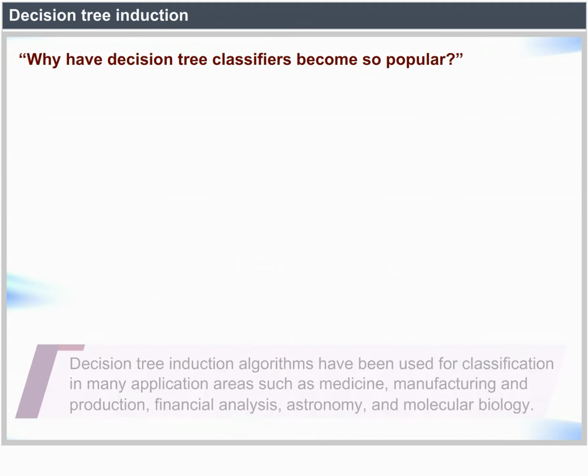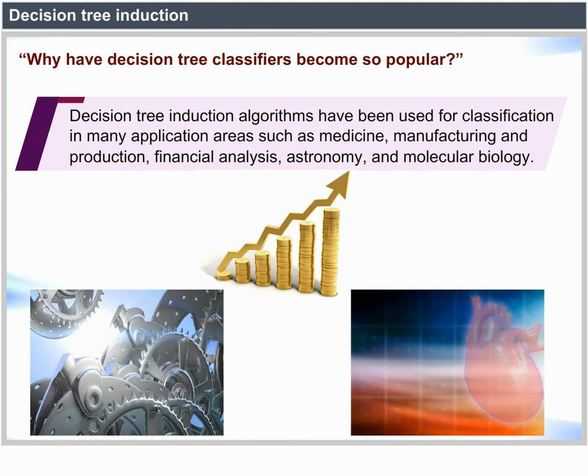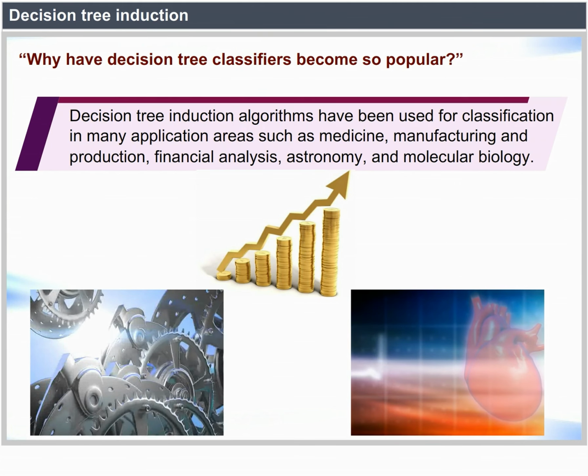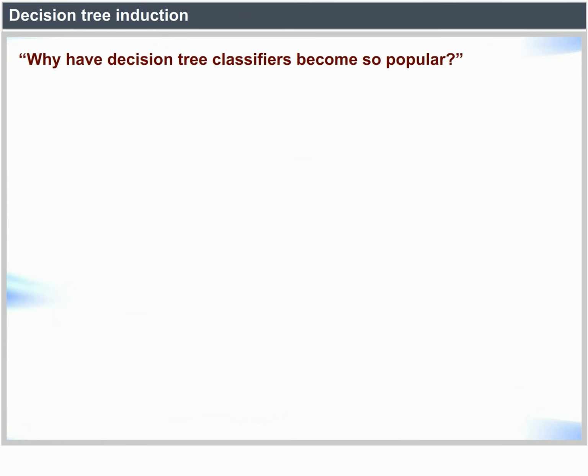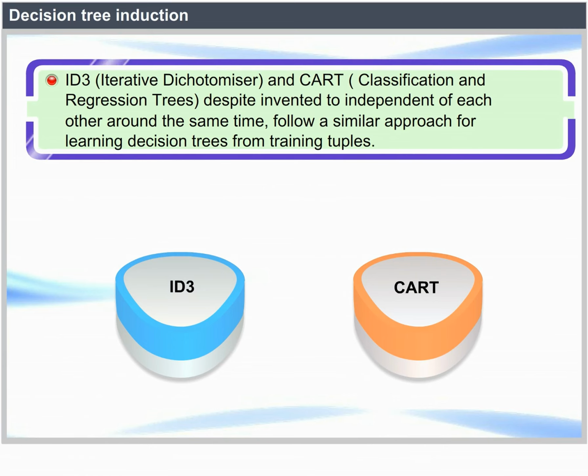Decision tree induction algorithms have been used for classification in many application areas such as medicine, manufacturing and production, financial analysis, astronomy, and molecular biology. Decision trees are the basis of several commercial rule induction systems. ID3 (Iterative Dichotomiser) and CART (Classification and Regression Trees) were invented independently of one another at around the same time, yet follow a similar approach for learning decision trees from training tuples.